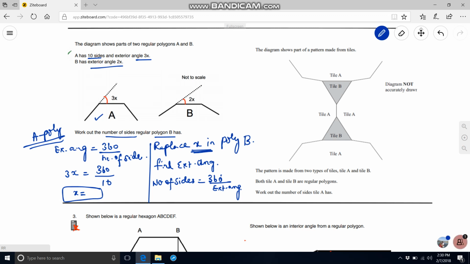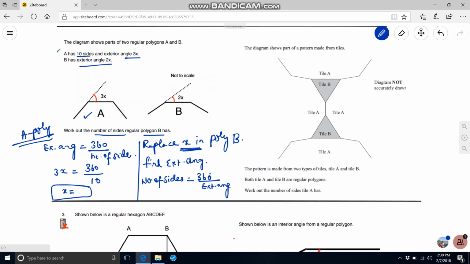And the next question, the diagram shows part of a pattern made from tiles. This is tile A and tile B. There are two tiles given. Both tile A and B are regular polygons, means the sides are equal only. And the question is to find out how many sides are there in tile A. So here the shape, 1, 2, 3, 4 and 5. And the figure is not completed, so we cannot say by seeing the diagram itself that tile A is having this many sides and B is having like this.